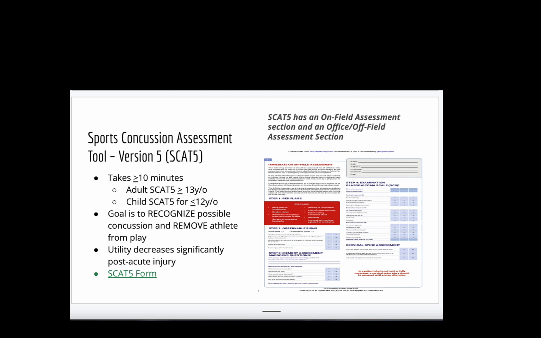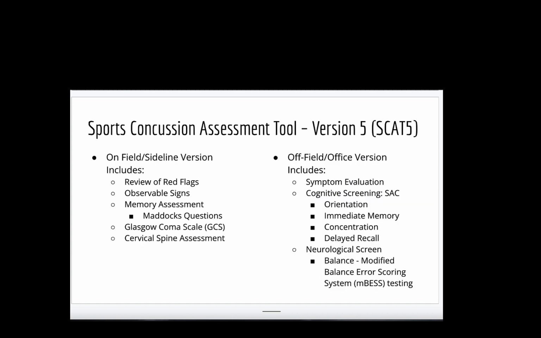So you see this most commonly directly post-injury, maybe like an on-field assessment, so to speak. It's got those red flags built into it, some of the observable signs. It's got the Glasgow Coma Scale built into it and a cervical spine assessment, among other things. There is actually an off-field version, like an office version of the SCAT-5. So if your patient is a few days removed post-concussion, you can still utilize this particular tool. It doesn't have to be an on-field version of it.